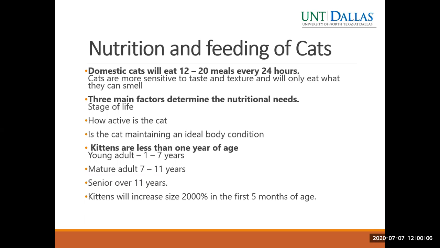Three main factors that determine the nutritional needs of cats are the stage of life, how active the cat is, and whether the cat is maintaining an ideal body condition. So kittens are the cats that are less than 1 year of age. Young adult is 1 to 7 years of age. Mature adults are 7 to 11 years, and seniors are over 11 years.